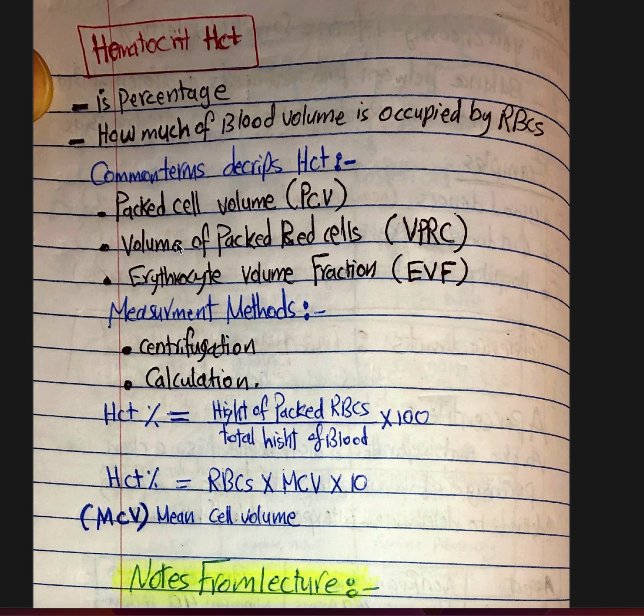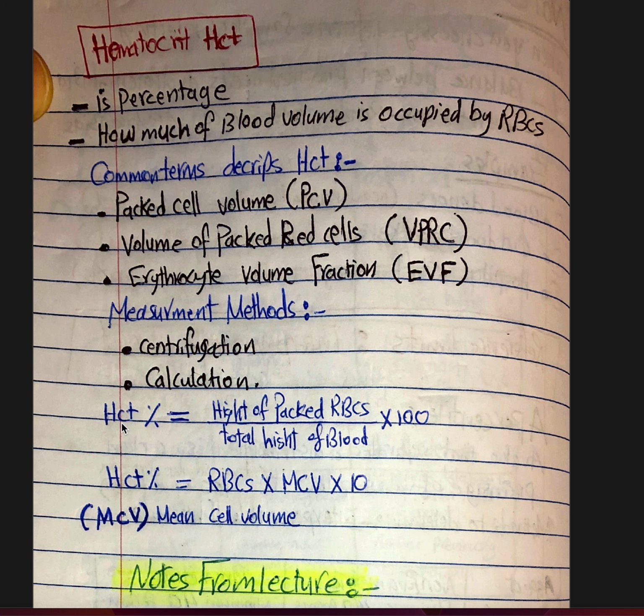Now we talk about the hematocrit. It is a percentage, how much of the blood volume is occupied by the RBCs. Like there is a sample here, and by centrifugation there will be RBCs at the bottom, then a buffy coat of the WBCs and the platelets, and then there is the plasma. We measure the height of the RBCs divided by the whole length of the sample, multiplied by 100. That's exactly the hematocrit. So how much of the blood volume is occupied by the RBCs?